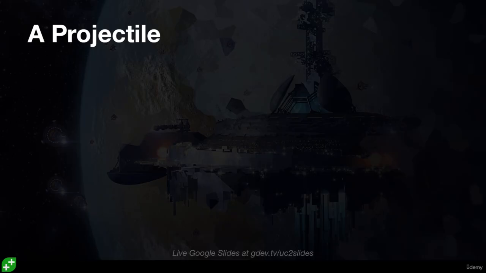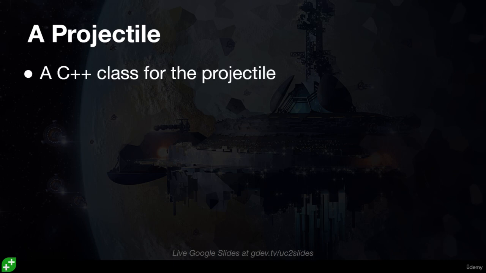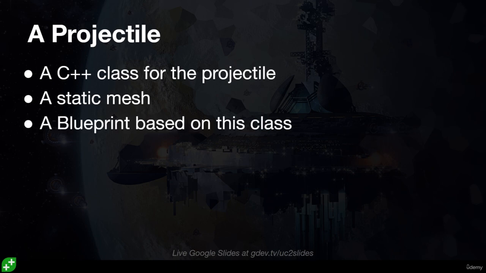Hello and welcome back. Now we're ready to create a projectile class. Our tanks and our towers need to fire projectiles, which means we're going to need a C++ class for the projectile. The projectile is going to need its own static mesh so that we can see it once we spawn it in the world. So we're going to create the C++ class, and then we'll create a blueprint based on this class.